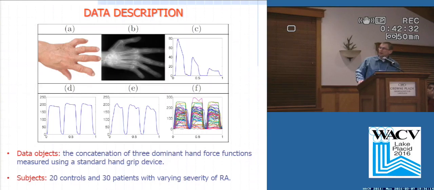The difficulty in the application is shown in the bottom panel, where in panels D and E we show a healthy patient and a patient with mild arthritis. And so essentially what we need are better features, not like the classical features that cannot distinguish between these two patterns. And so all the data is shown in panel F.